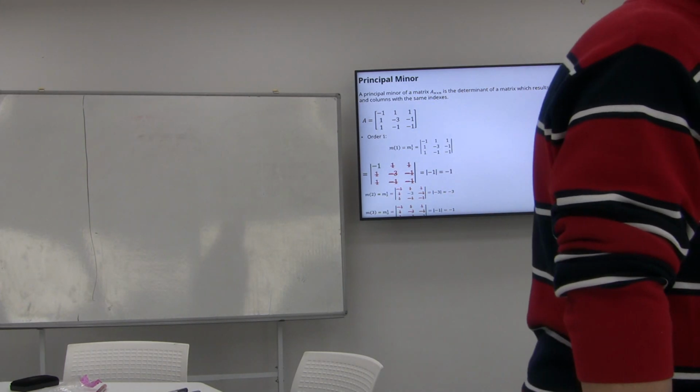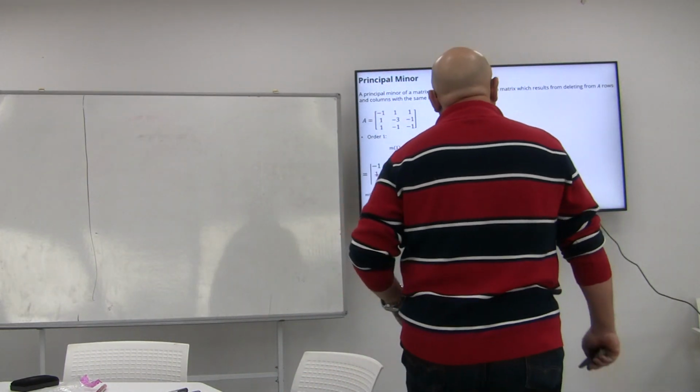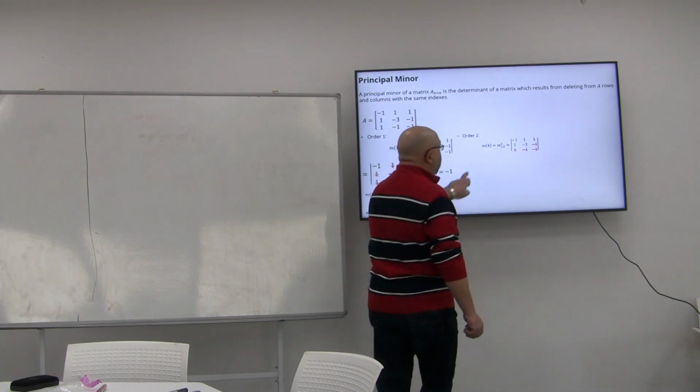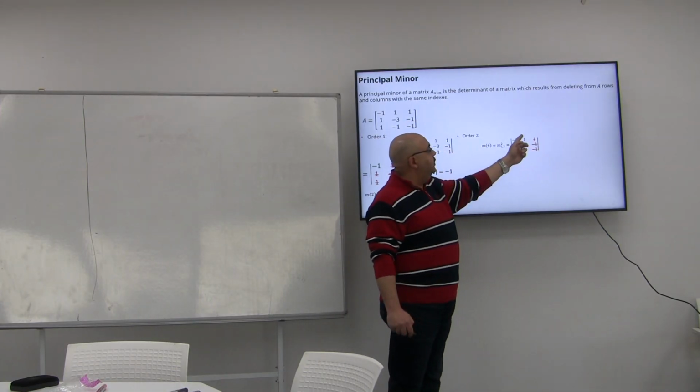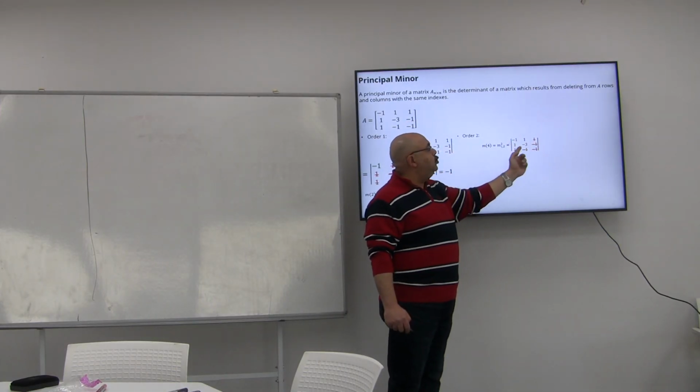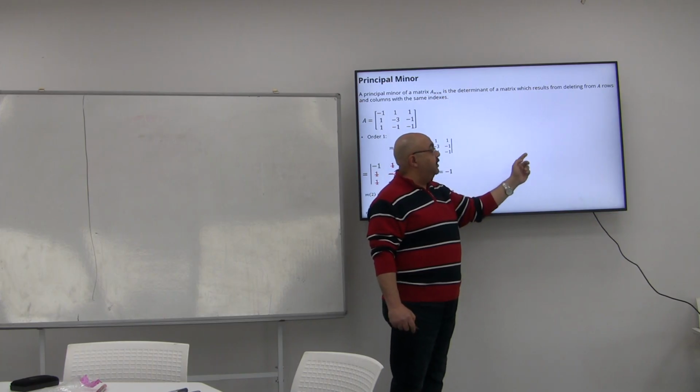I will go now for the principal minors, but of order 2. Now I will eliminate the third row and the third column. This is going to be the 2 by 2 minor that I will have: -1, 1, 1 and -3. Let's do it once more.